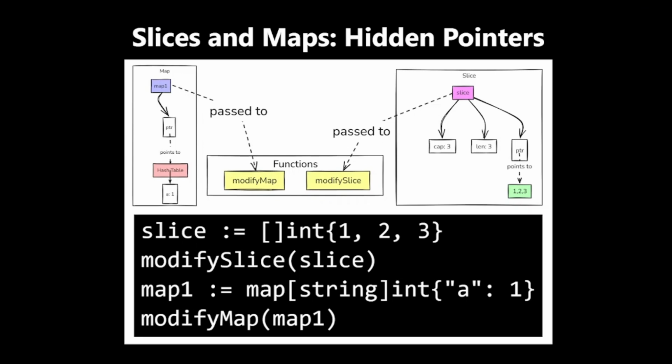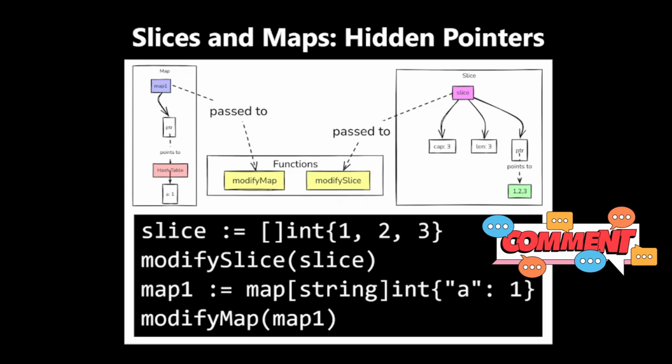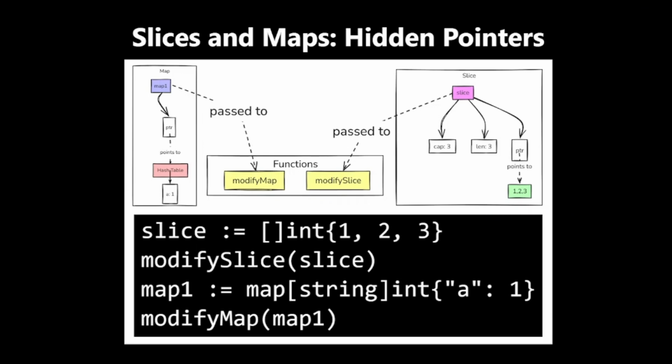This is why in Go, you can modify slices and maps within functions without needing to return them or use explicit pointer syntax in function calls. It's a hidden pointer mechanism that makes working with these data structures more convenient and efficient. Remember, when you're using slices and maps in Go, you are implicitly working with pointers, even if you don't see the ampersand or asterisk symbols in your code. This hidden pointer nature is what gives these types their power and flexibility in Go programming.